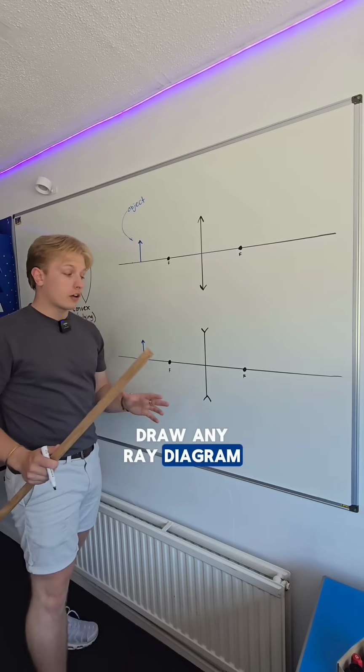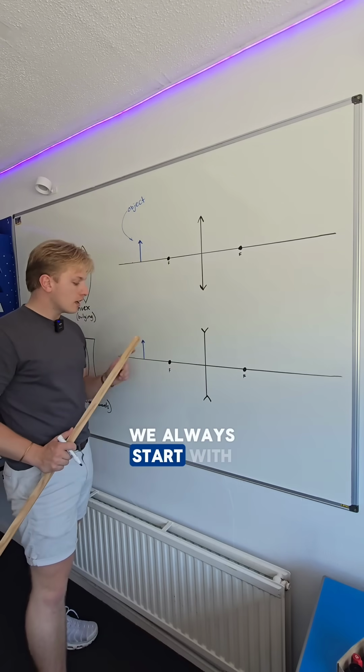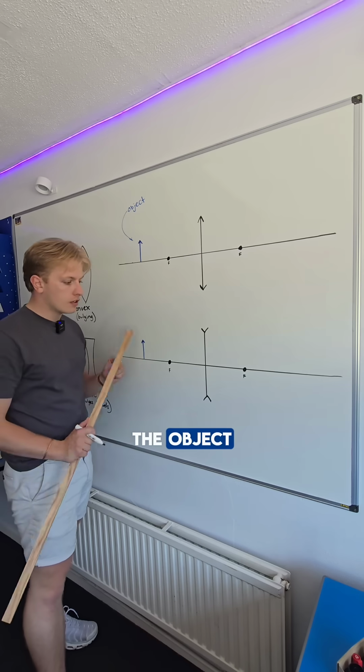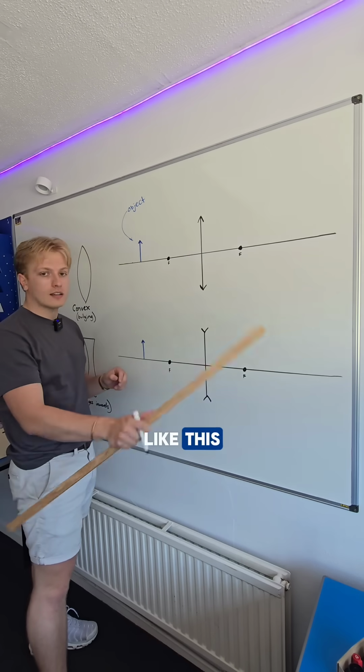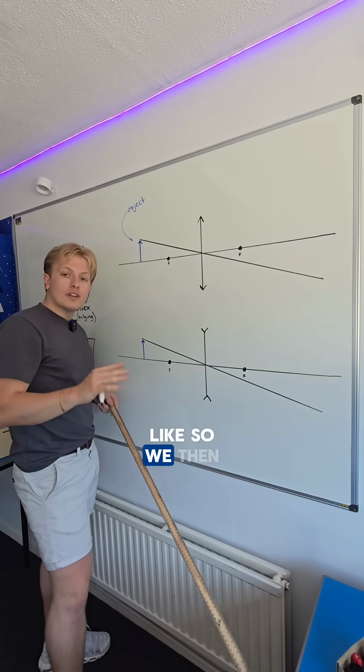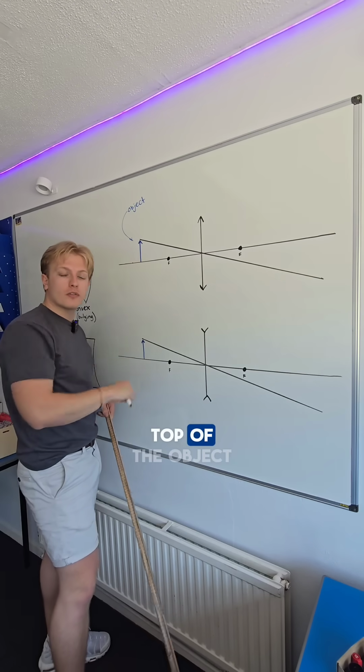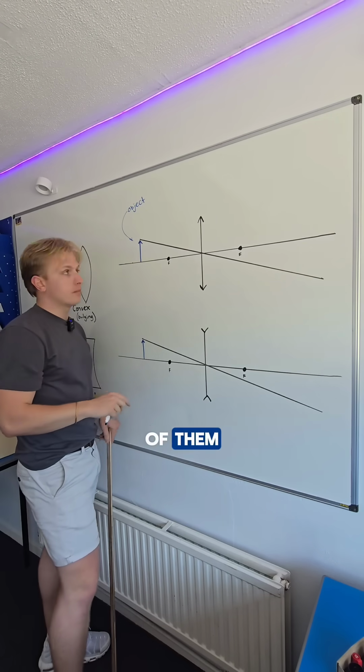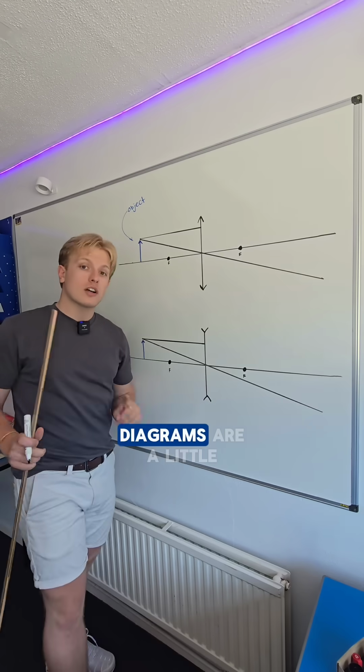To draw any ray diagram, doesn't matter which type of lens we have, we always start with a diagonal line from the top of the object through the middle of the lens and continuing like this. Like so. We then draw a perfectly horizontal line from the top of the object to the lens, the same for both of them. This is where the diagrams are a little different.